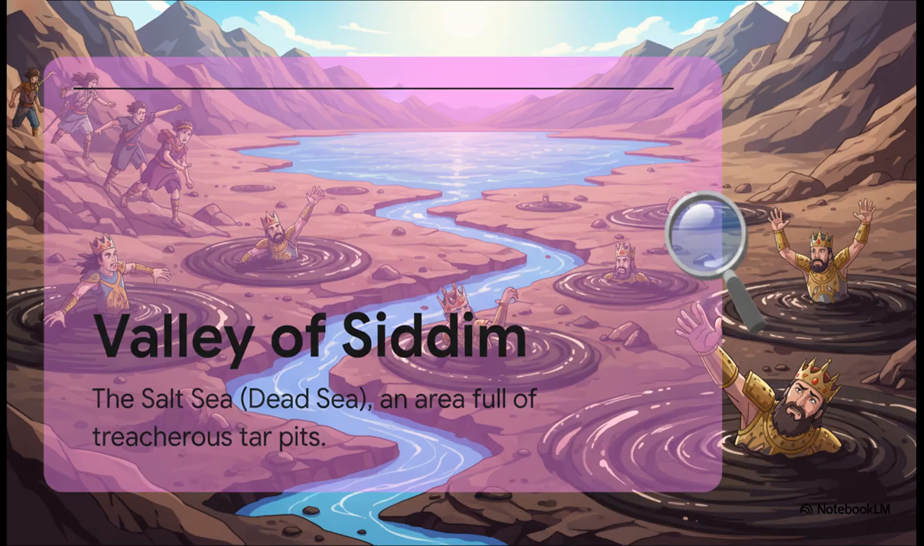Picture the chaotic sensory details of this battlefield for a second. You have fleeing chariots and infantry utterly stuck in these treacherous, sticky tar pits. The geography itself essentially trapped the local armies of the 5 kings, leading to their complete and total defeat.